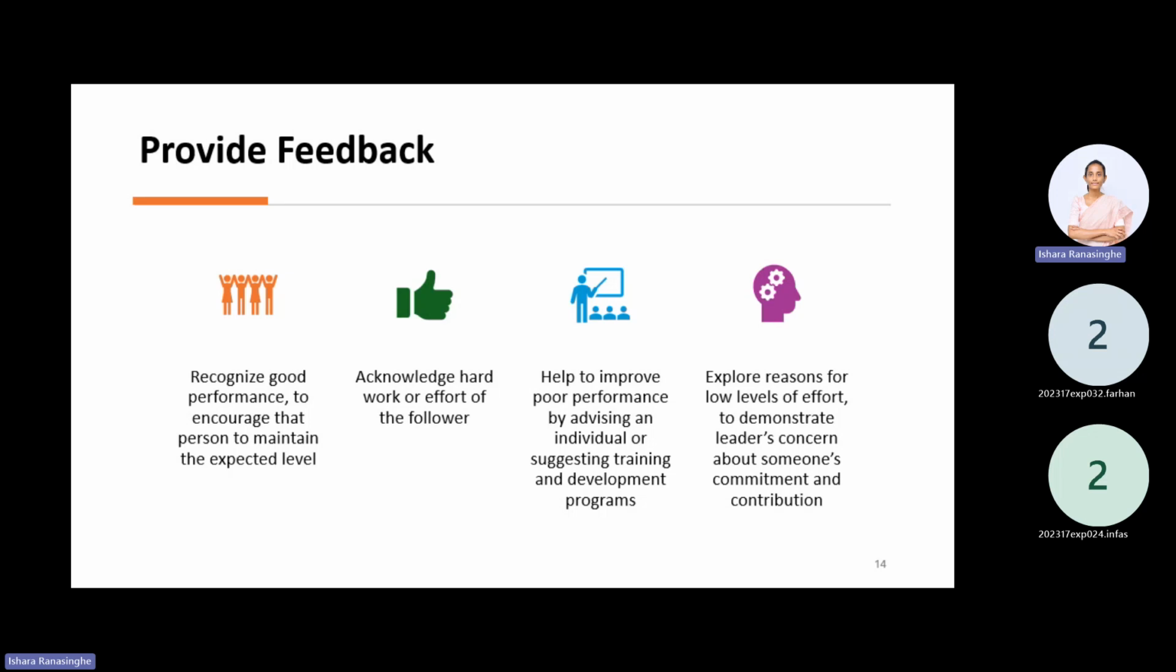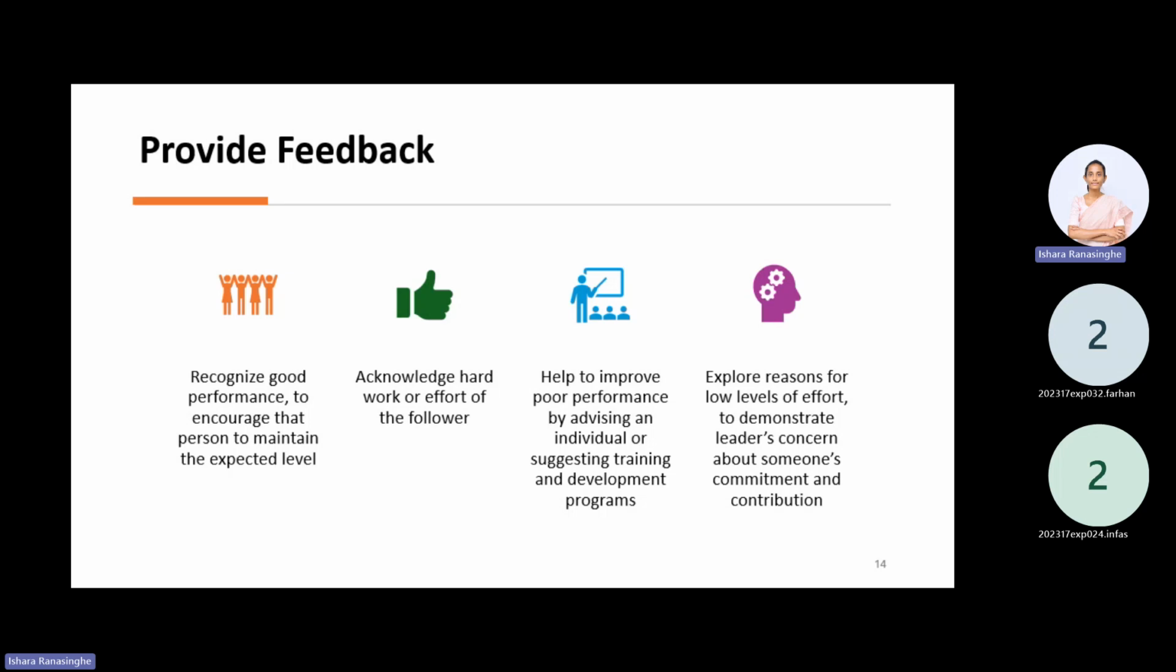Right? Then the fourth point, explore reasons for low levels of effort to demonstrate leaders are concerned about someone's commitment and contribution. That is also important. If we are not showing our subordinates we are aware about their commitment and effort, they don't give their maximum. Right? So we need to show that we are aware of the commitment and the effort of each and every individual under my or his or her supervision. Okay, that is really important.